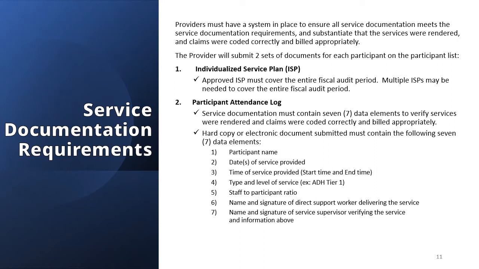Service documentation must contain 7 data elements to verify that services were rendered and claims were coded correctly and billed appropriately. The 7 data elements are as follows. Number 1, participant name. Number 2, dates of services provided. Number 3, time of service provided. Number 4, type and level of service. Number 5, staff to participant ratio. Number 6, name and signature of the direct support worker delivering the service. Number 7, name and signature of the service supervisor verifying the service and the information listed above.